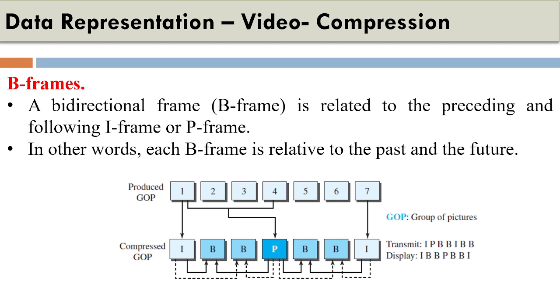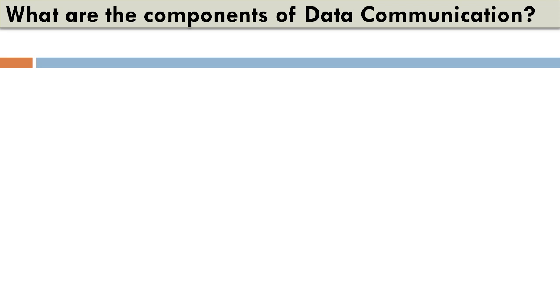Next is the B frame. It is the bidirectional frame, related to the preceding and the following I frame or P frame. So it can have a preceding I frame and following P frame, or a preceding P frame and following I frame. We have to remember one thing: a B frame is not followed by any other B frames. In other words, a B frame is relative to the past and the future. So these are the three frames used for MPEG compression.